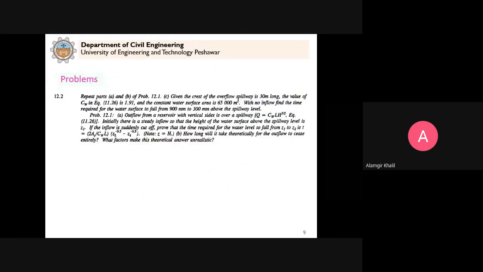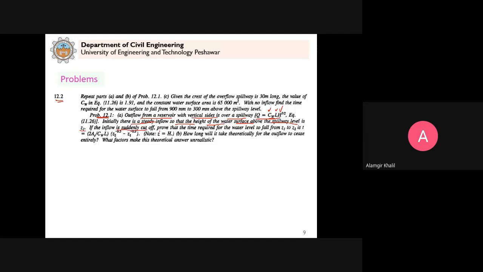So let us solve a problem on this, now that we have developed the expression for discharge with varying head. This is a problem from your textbook, problem 12.1. We have outflow from a reservoir with vertical sides over a spillway. For a spillway, the discharge equation is given by Q = C_W L H^(3/2), where C_W is the coefficient for the weir, L is the length, and H is the head of water over the weir. Initially there is a steady inflow, so that the height of the water surface above the spillway is Z1.